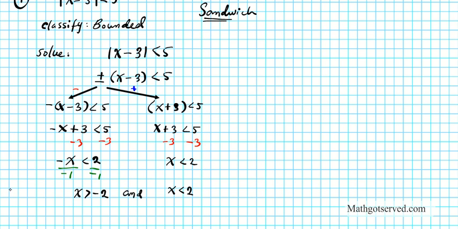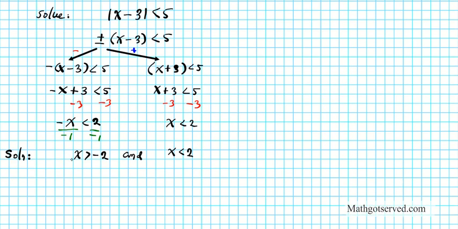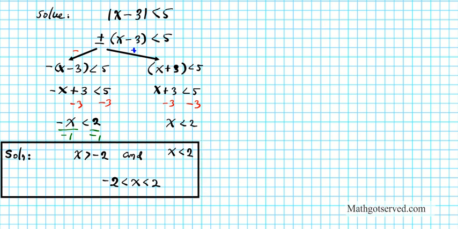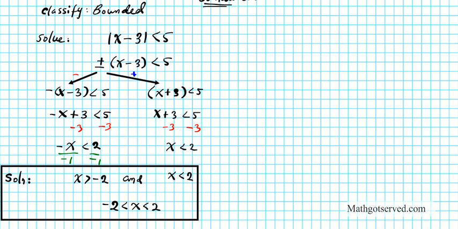So this is a solution in separated form. I also need a solution in combined form. The solution in combined form is going to be negative 2 less than x less than 2. So anytime you have a bounded scenario, I would like you to give me the answer in separated form and combined form, okay? Because bounded inequalities are the only ones that exhibit this unique property. All right, so we have the solution.